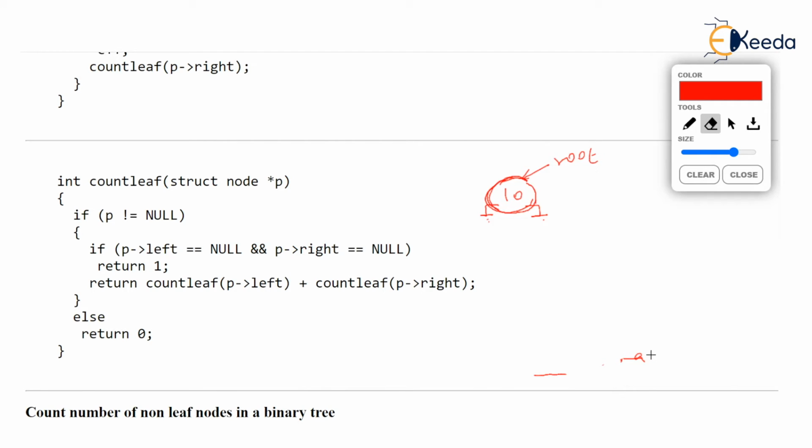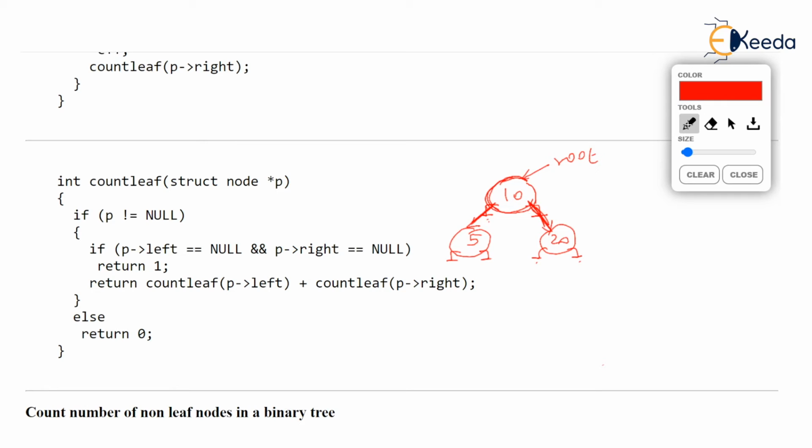just assume we have a bigger tree now. Imagine 10's left, I'm overwriting this, 10's left is 5, and left and right of 5 is null. And 10's right is 20, with left and right null. Now, how will this work? We should get the answer 2, isn't it? So, let's see how this will work.